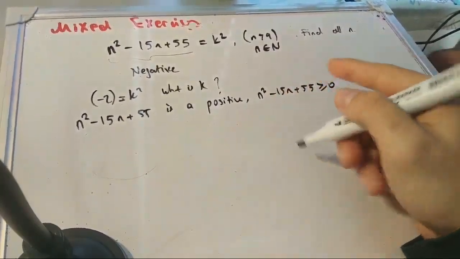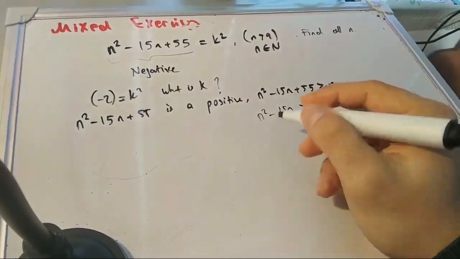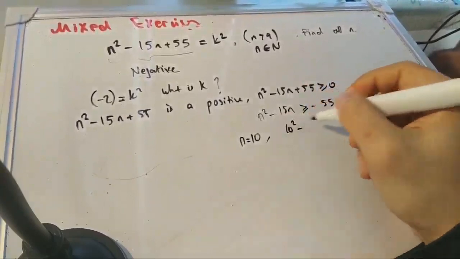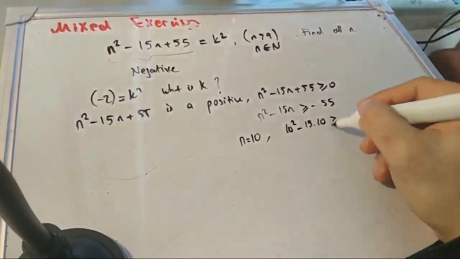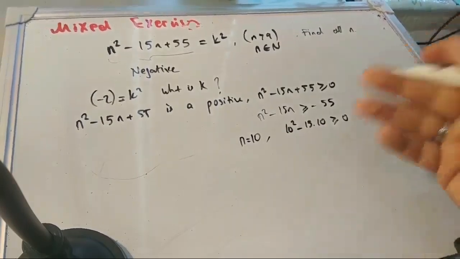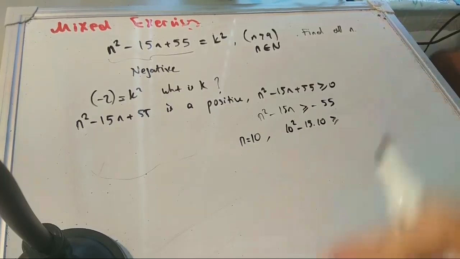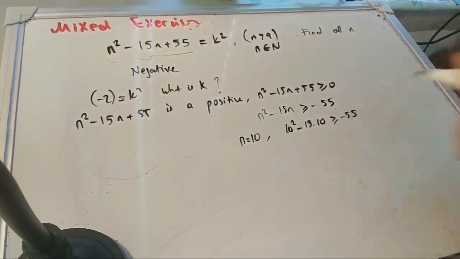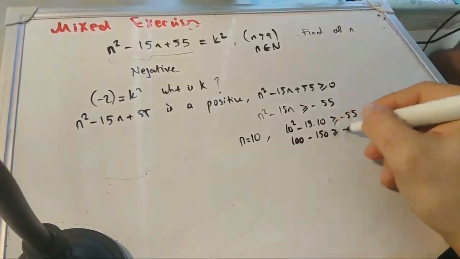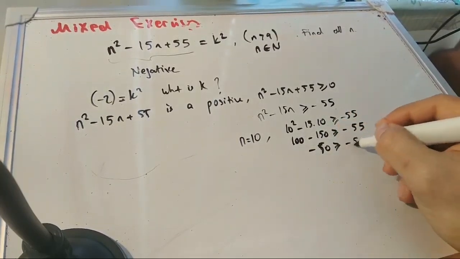So n square minus 15n is greater than or equal to minus 55. N is greater than 9, so we can start with 10. For n is 10, it will be 10 square minus 15 times 10 is greater than or equal to minus 55, right? 10 square is 100, minus 150 is minus 50, which is greater than or equal to minus 55.